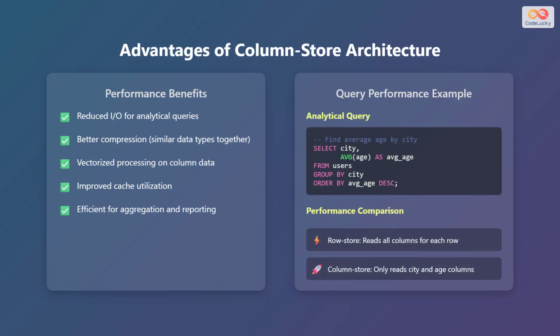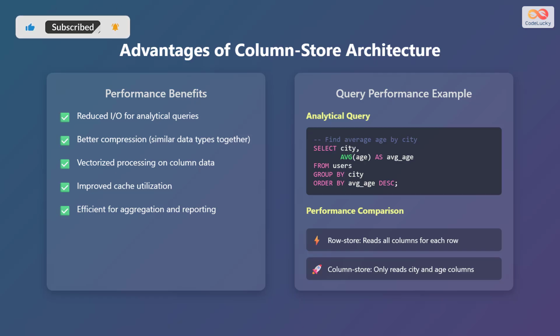Column store architecture offers several performance benefits. It reduces input-output for analytical queries since only the necessary columns are read. It provides better compression as similar data types are stored together. It enables vectorized processing on column data and improves cache utilization. Due to its inherent architecture, it is efficient for aggregation and reporting.